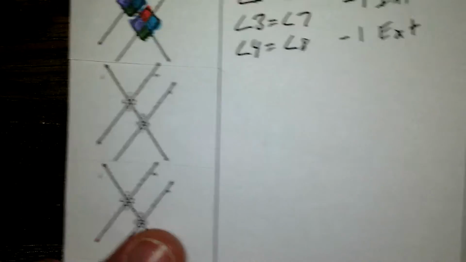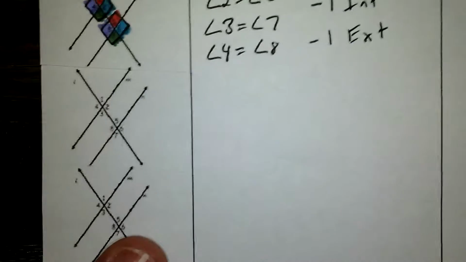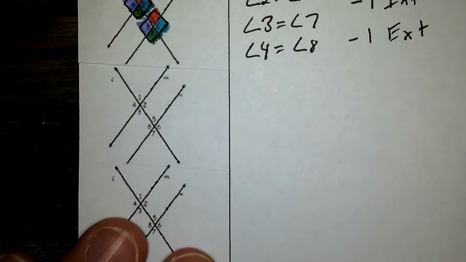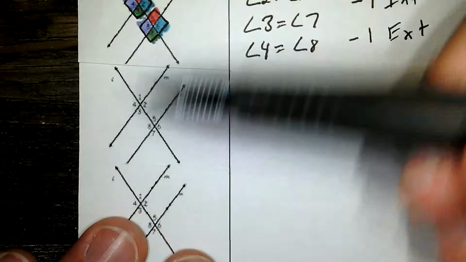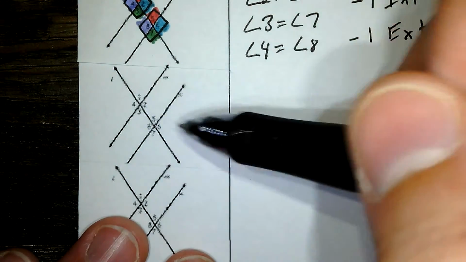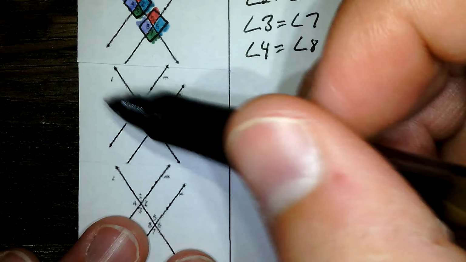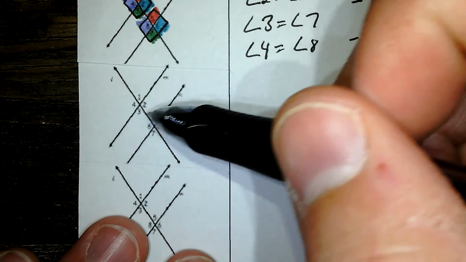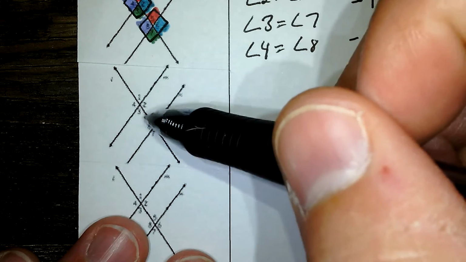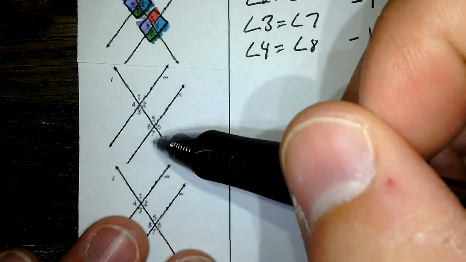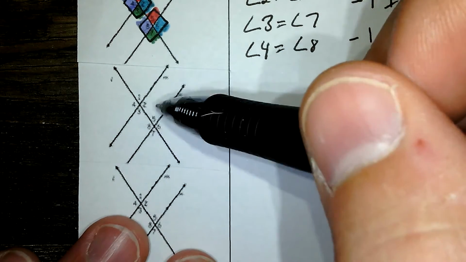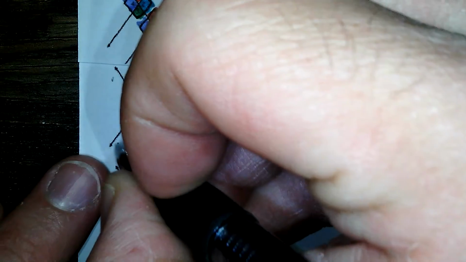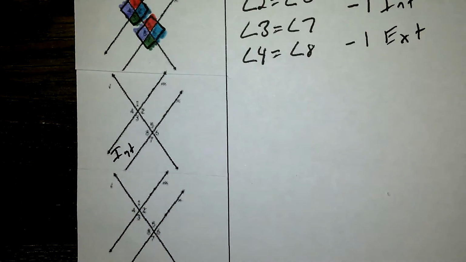Okay, this time we're working on alternate interior angles. Alternate meaning that they're on opposite sides of the transversal. So this is one side of the transversal, this is the other side of the transversal. Interior angles meaning they're the inside angles. So I'm not worried about 1, 4, 6, or 7. I'm only looking at 2, 3, 5, and 8 because those are all the interior angles.